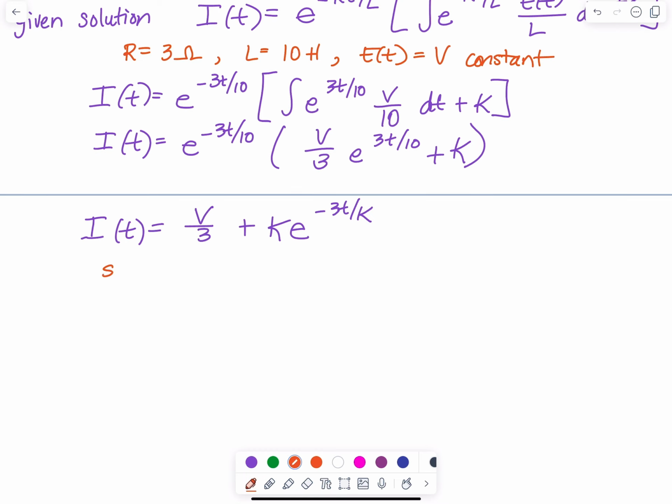Now, since the initial current is 0, we now have 0 equals V over 3 plus K. Of course, t is equal to 0. So we have K equal to the opposite of V over 3.